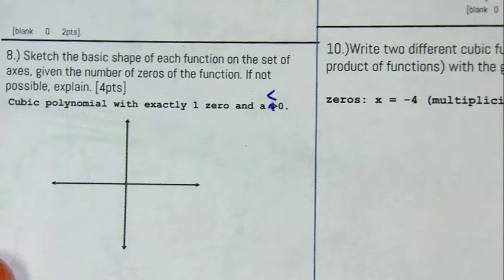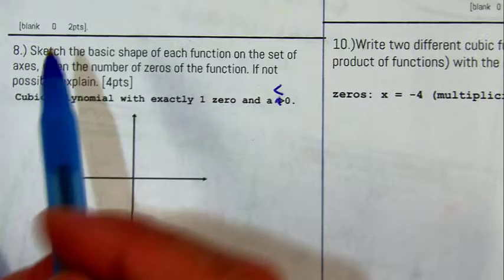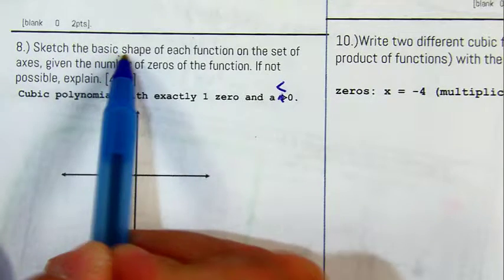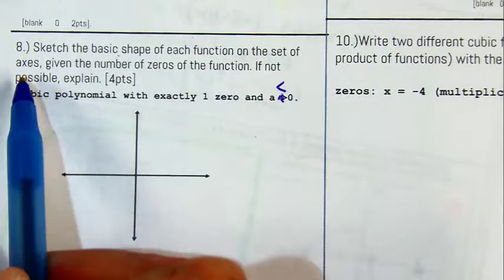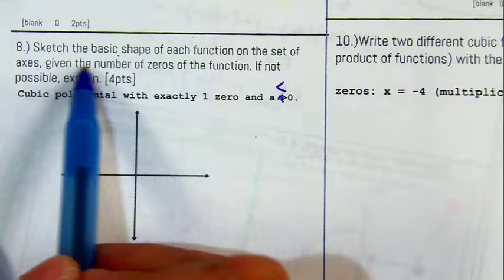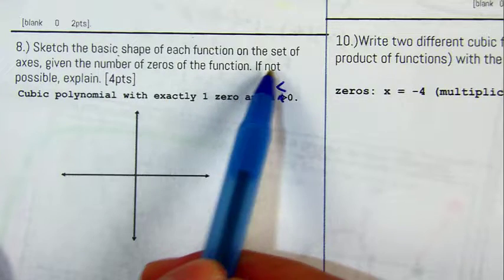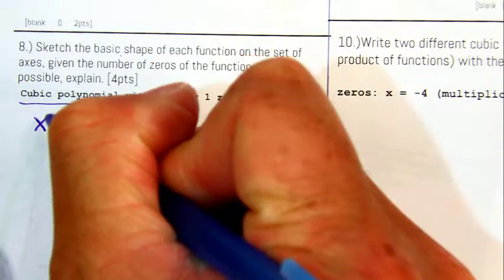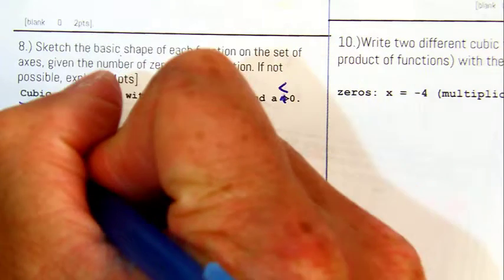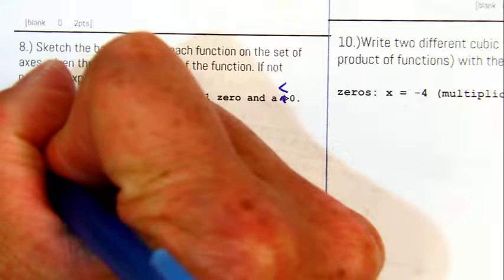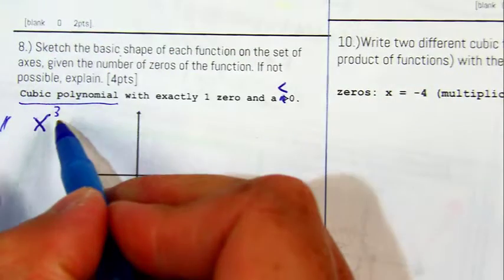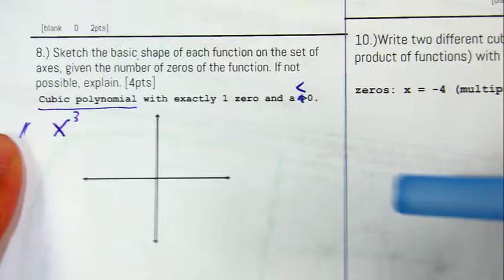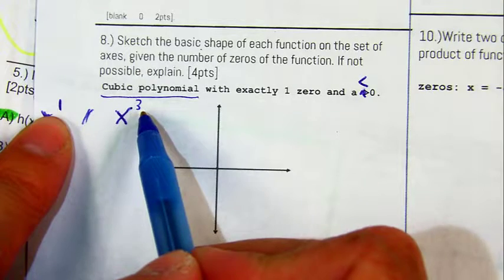Okay, question number 8. Sketch the basic shape of each function on the set of axes given the number of zeros of the function. If not possible, explain. So I have a cubic, so that's going to be power of 3. This parallels x to the 1st, right? These are called odd degree polynomials.